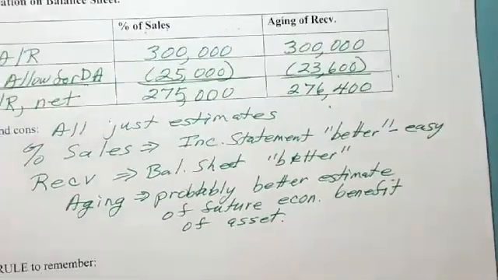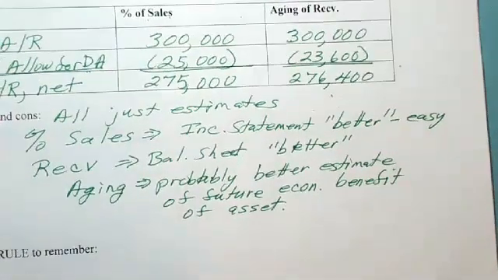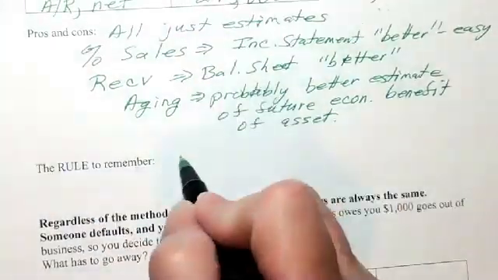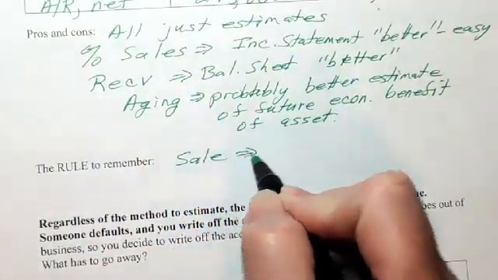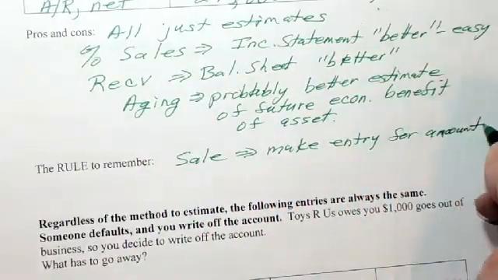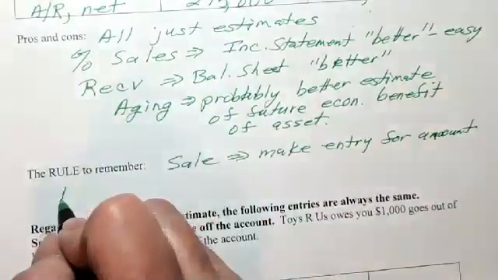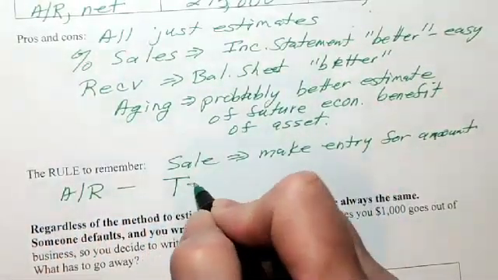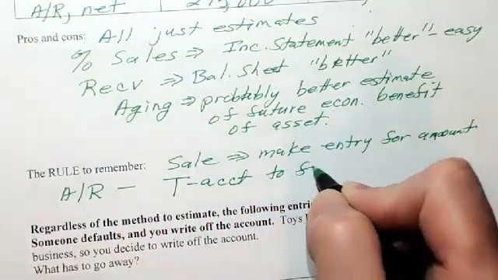And sometimes easy is fine, especially if it's not materially different. There's nothing wrong with doing something because it's easy. Again, the rule to remember is the one we just had before. For sales, you make the entry for that amount that you solve for. For accounts receivable, you have to do that T account to find the journal entry.